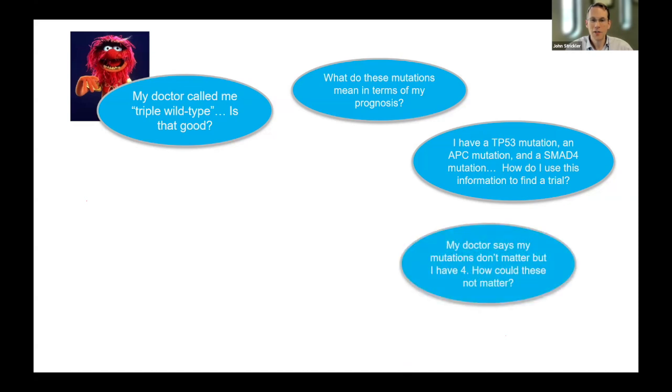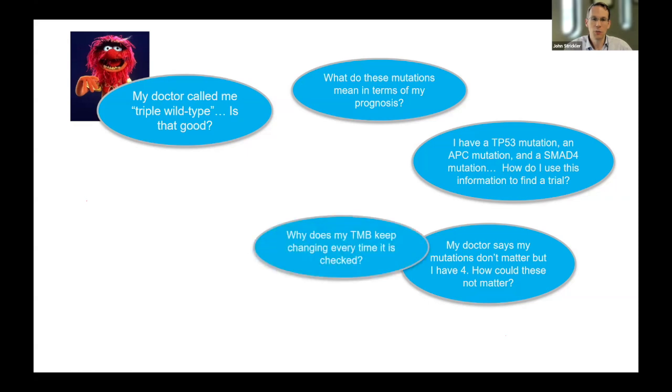All right, my doctor says my mutations don't matter, but I have 4. How could these not matter? What a great question. Every mutation matters, right? But this goes back to that question of some mutations are drivers and some are passengers. And I suspect what the doctor was talking about is like, there's not a treatment for any of those 4 mutations, but they matter because they probably together were responsible for the formation of that cancer. So they do matter, but from the standpoint of a clinician, they may not always direct clinical decision-making at that particular moment.